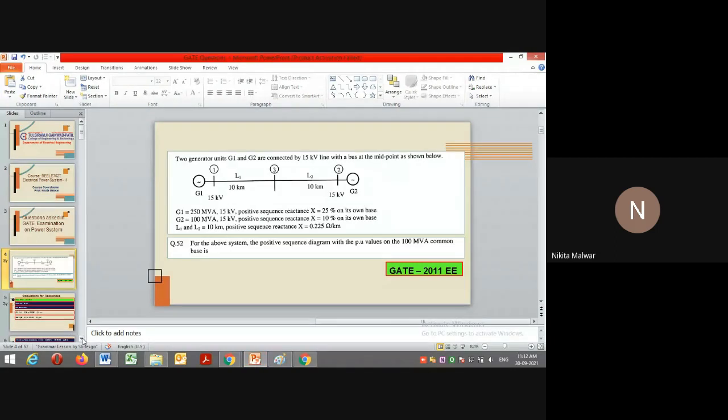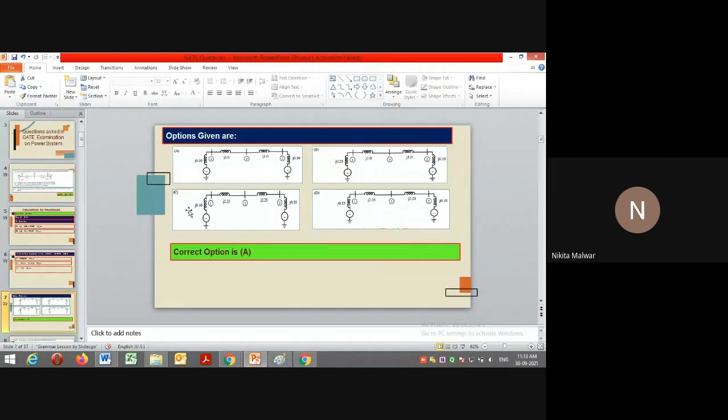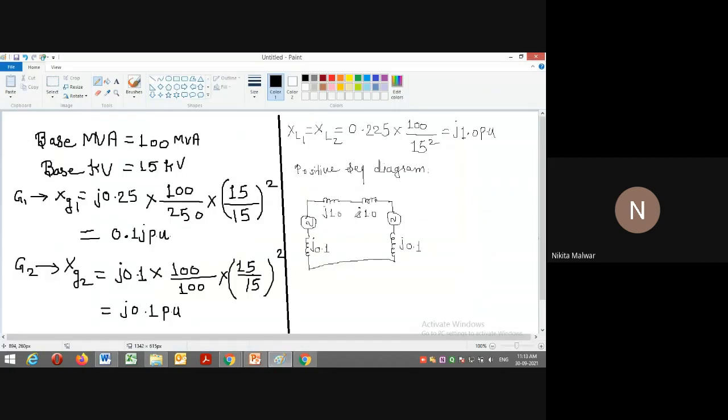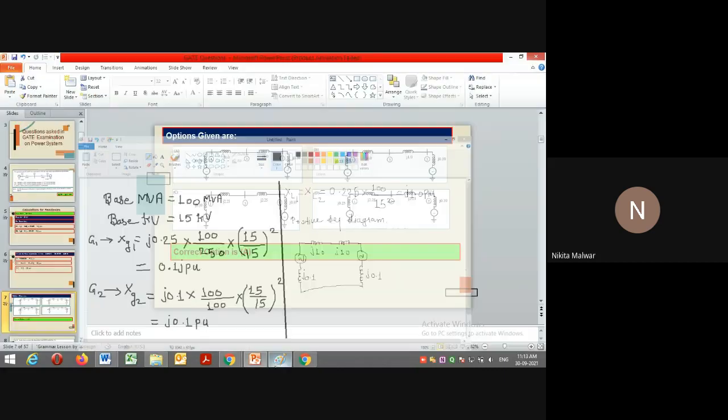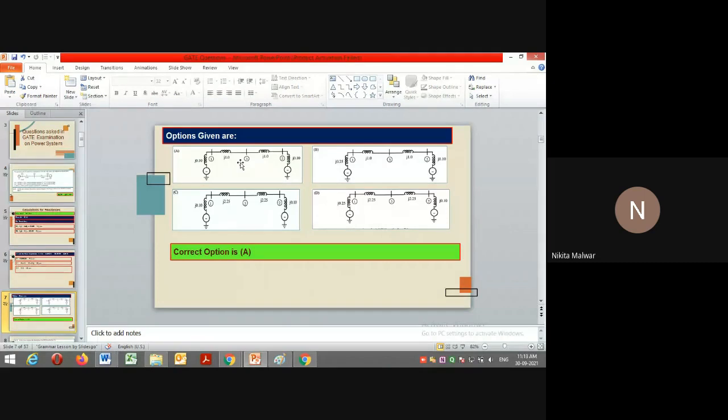Let us see the options. What are the given options? The given options are A, B, C and D. Tell me which is the similar diagram in which we have found the values. What will be the correct answer? You may find the correct answer is A. In this answer you will find all the equipment with the values we found. Let us relate this diagram with that diagram. You will find the similar diagram in this option, so option A is the correct option.